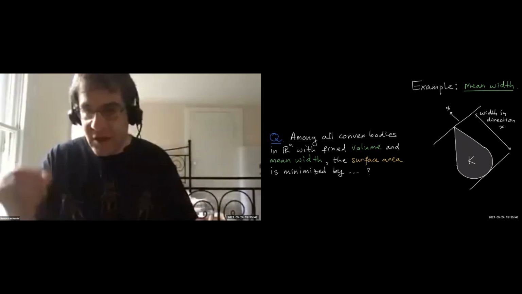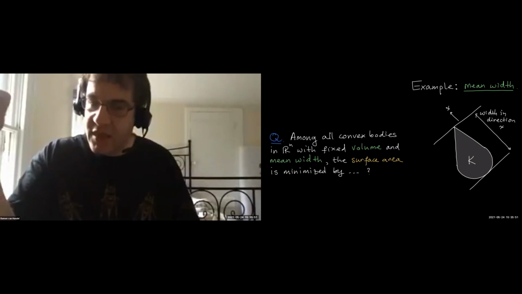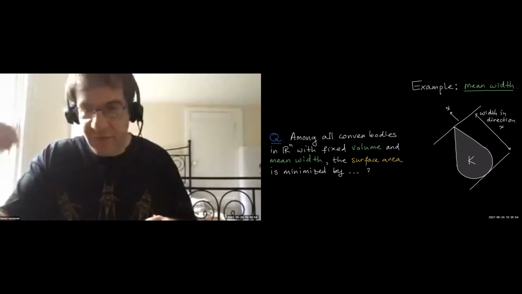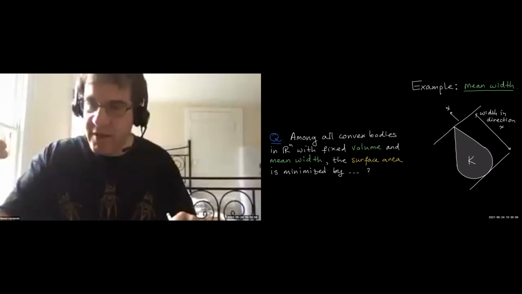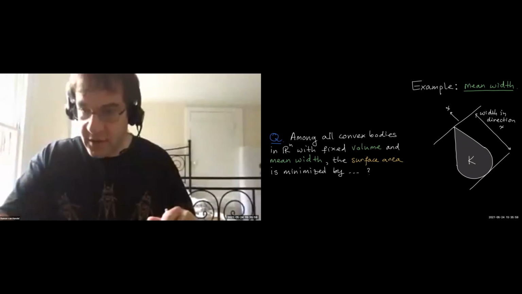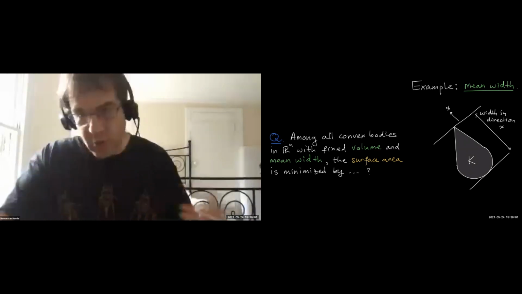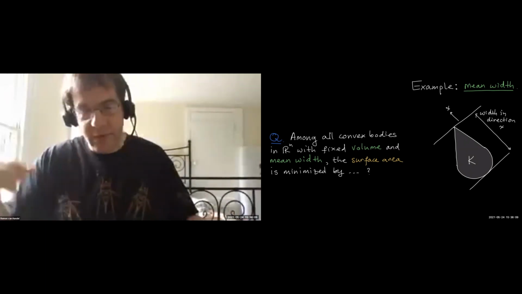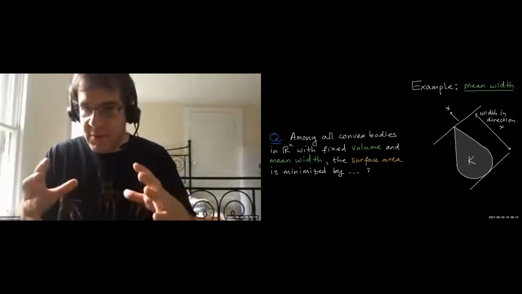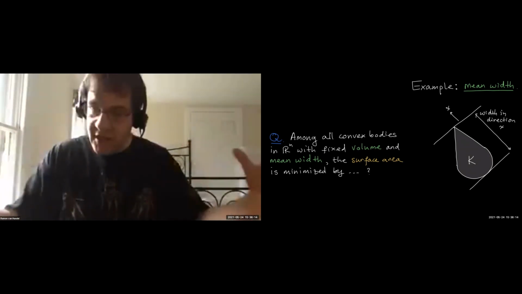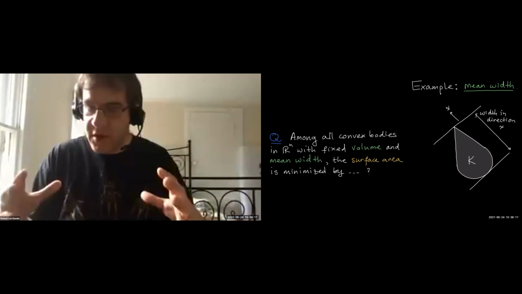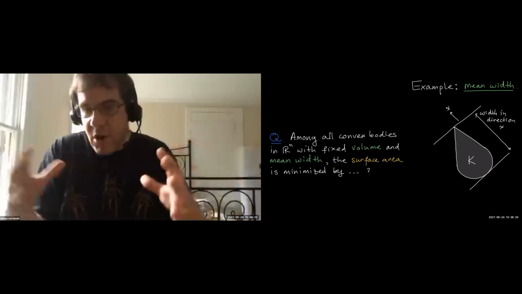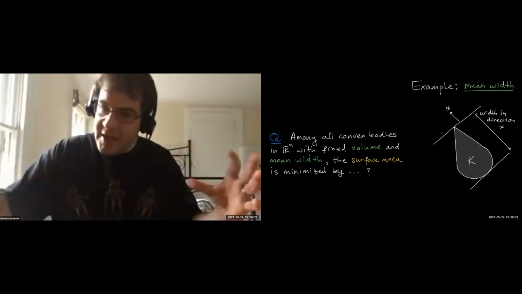Now, of course, if the value of the mean width you pick is the mean width of a ball with the given volume, so if we fix the volume to be 1, and we fix the mean width to be the mean width of a ball with volume 1, then of course the solution is the same as the classical isoperimetric problem. But if you take a different value of the mean width, then the ball can no longer be a minimizer. For example, if I fix the volume to be 1, but I fix the mean width to be strictly larger than the mean width of a ball of volume 1, then the ball can no longer be the minimizer because I'm forcing my bodies to be wider than they want to be.